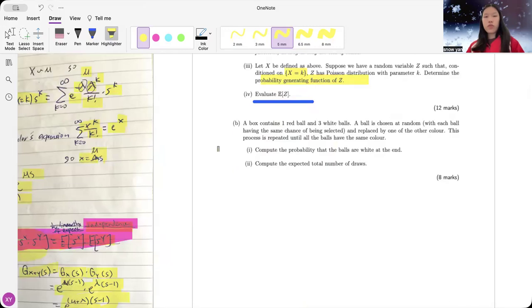And then we're going to move on to part B. Part B, I'd say, is a lot more straightforward. I think it's just writing down the equation and just solving it. So let's see what it is.